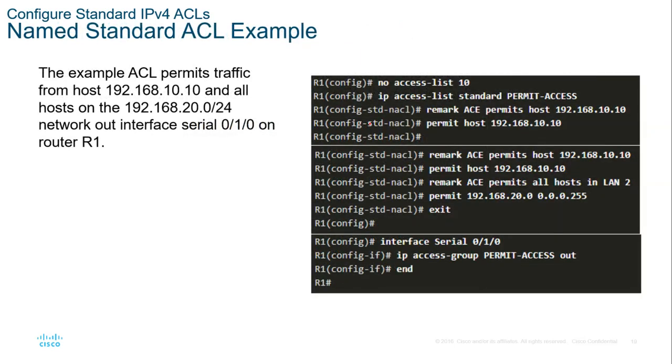So do we have another example for named? We have to first delete the previous one, the numbered one. To delete the previous numbered one, you start with no access list 10. Once you execute this, it means that the previous access control list is no longer there. And then we configure the name. IP access list standard permit access. Then in that mode, as you can see, this is the standard named access control list.